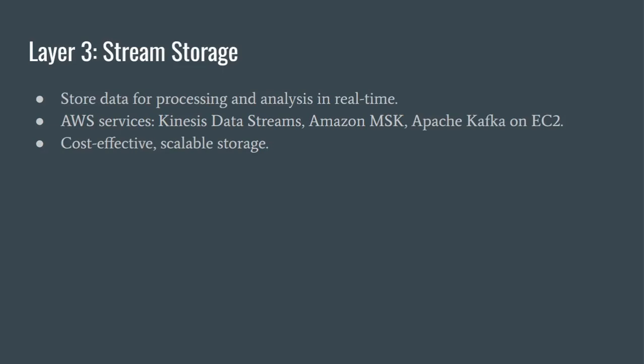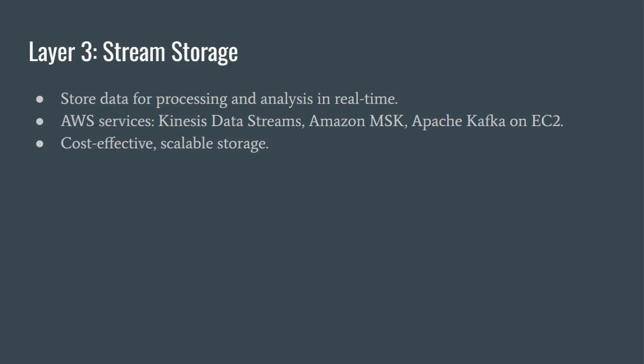Once the data is ingested, it needs to be stored temporarily for processing. The stream storage layer ensures that data is stored in a scalable and cost-effective manner. It provides the ability to store data in the order it was received for a set duration and allows replay during that time. On AWS, you have multiple options for stream storage.